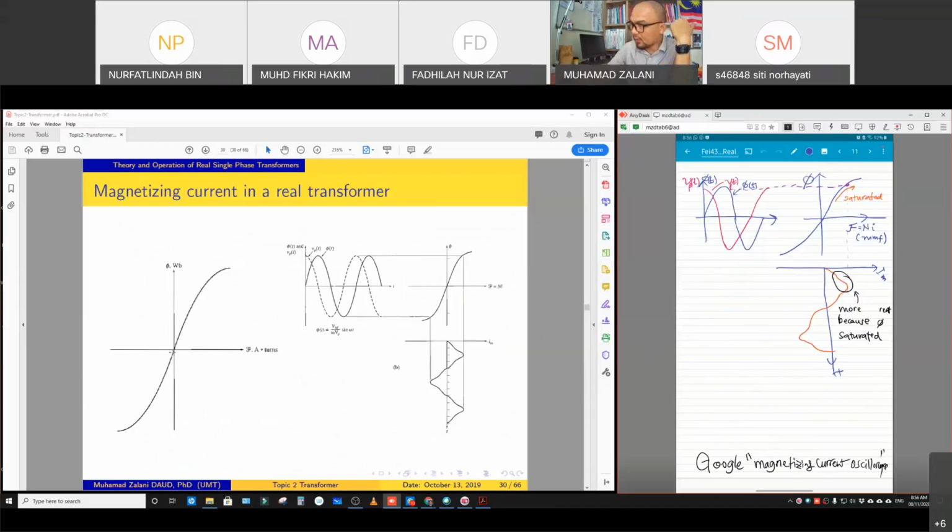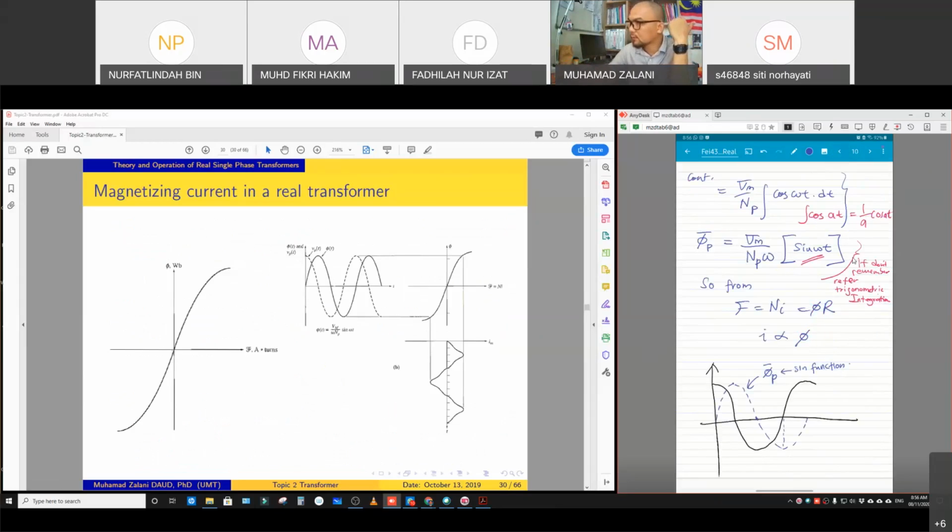So basically, just now, we can say that current is proportional to the flux. Just now we estimated the average flux is this curve. In the real world, this is not... so this is flux. This one is flux.